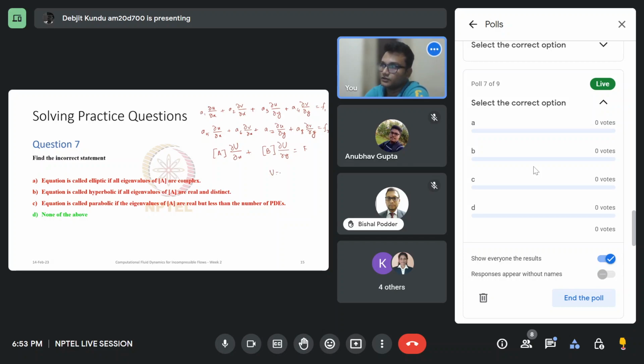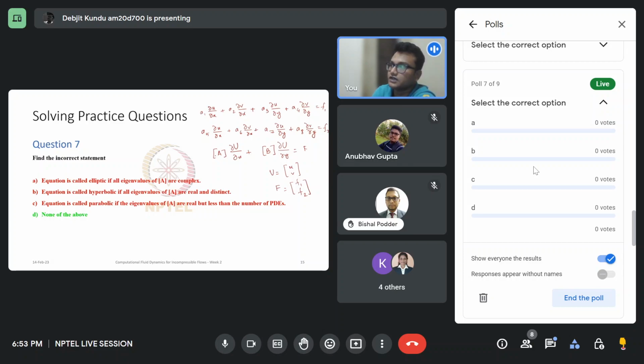So here the U matrix is U, V and this F matrix is F1, F2. So using these matrices, matrix A and B, we can figure out the mathematical classification of these equations. So what we do is we try to find out the eigenvalues of this.